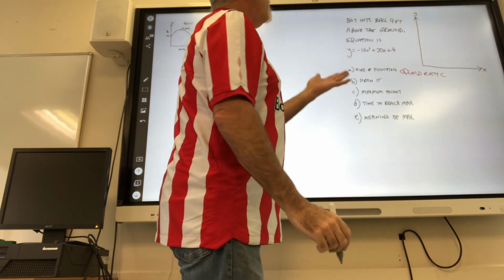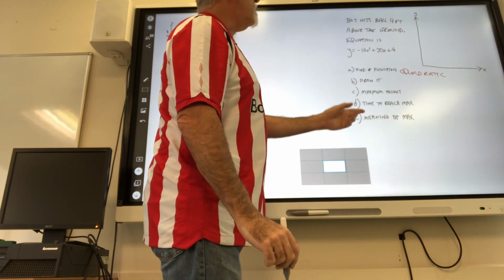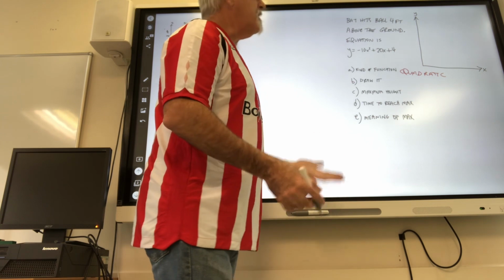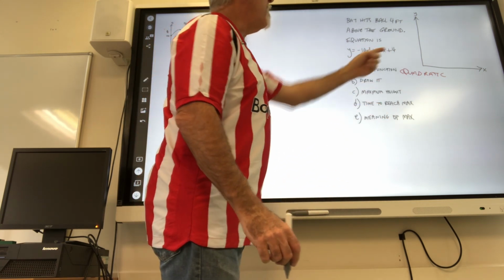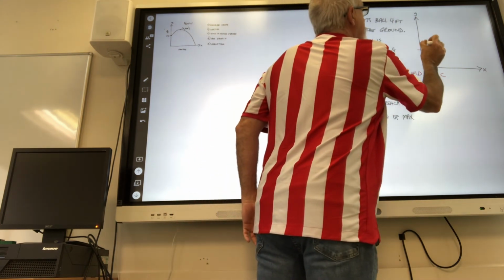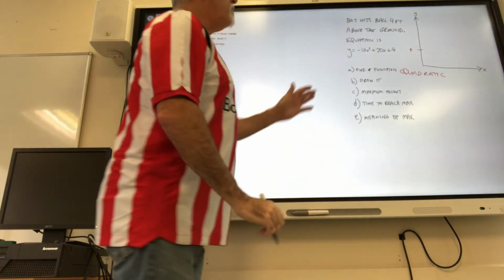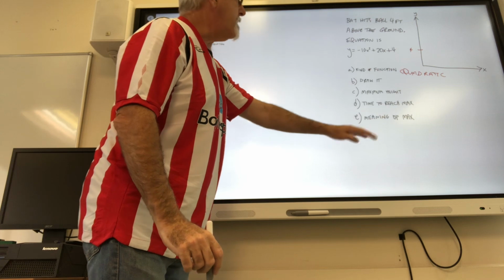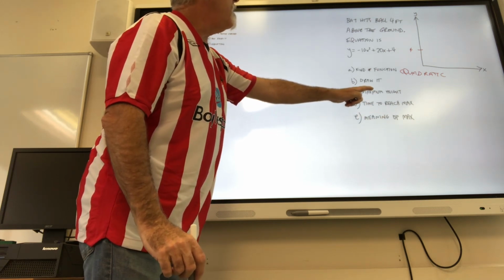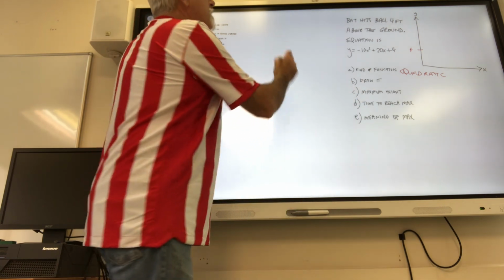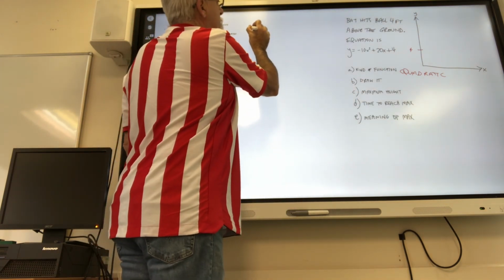Draw it, well, I have to graph it. It's going to open downwards. I can't really draw it well unless I know the maximum height and also the y-intercept. The y-intercept is given though, that's the 4. So I'm going to skip over the b part where I'm asked to draw it, and I'm going to write the equation in general form.